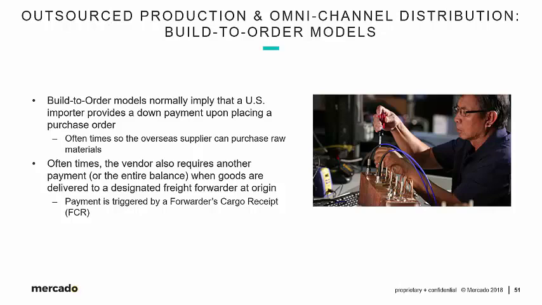Continuing on with this down payment idea, oftentimes the vendor will also require another down payment, or even the entire balance, when goods are delivered to a designated freight forwarder at origin. We place an order on a vendor. We give them 30%. It's a 90-day production lead time. 90 days goes by, they deliver to our freight forwarder in Jakarta, Indonesia.